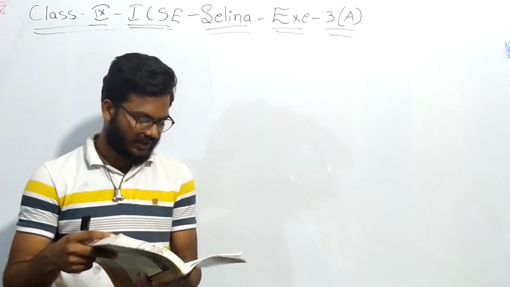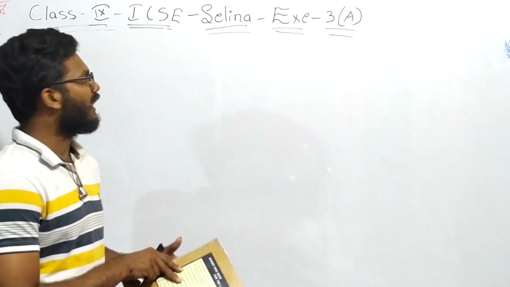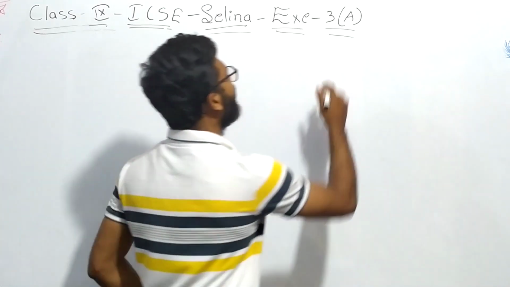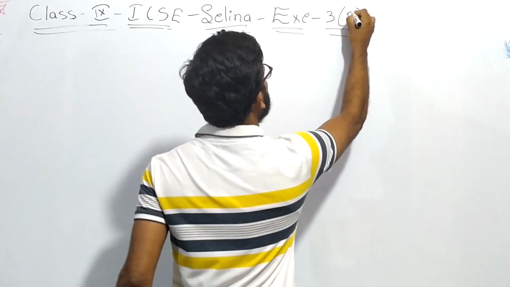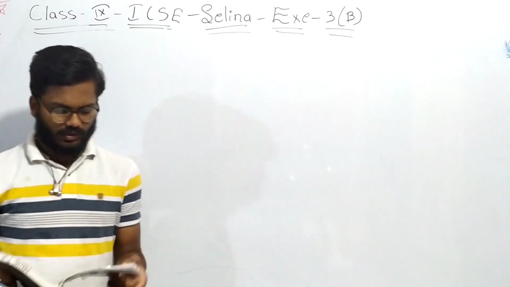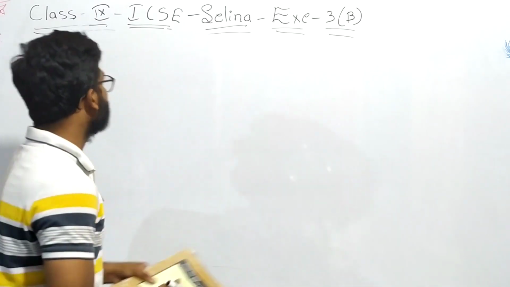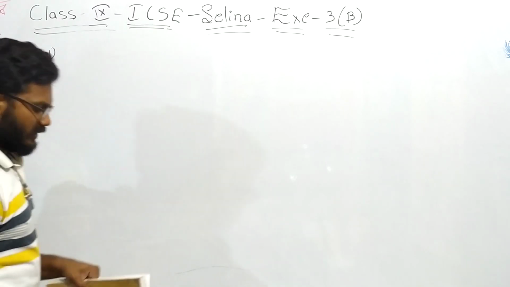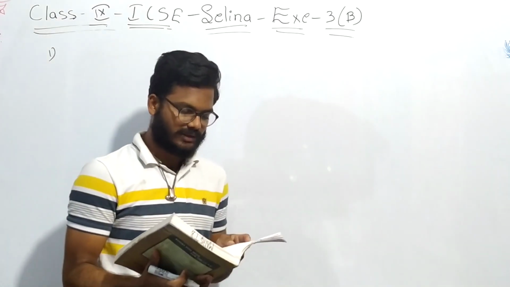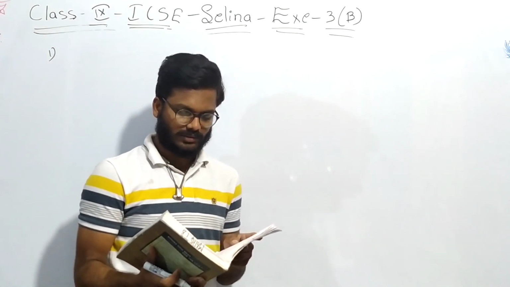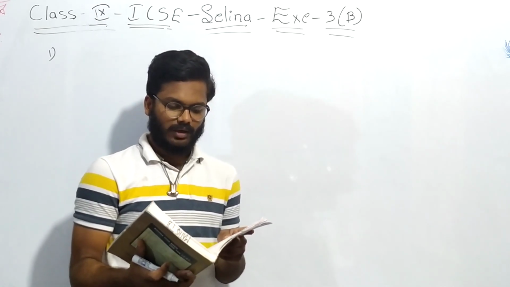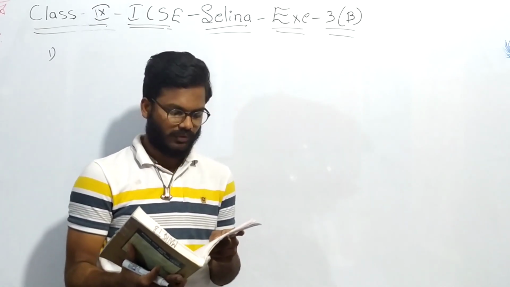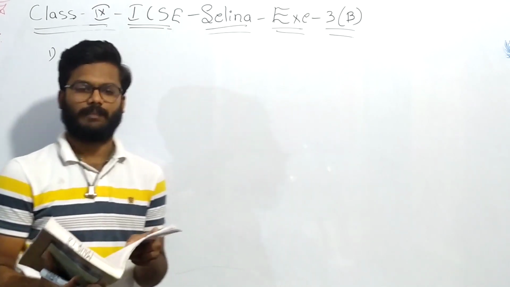In this video, let us solve problems from exercise 3B. So, coming to the first problem, here what they give: the difference between simple interest and compound interest on a certain sum is rupees 54.40 for 2 years at 8% per annum.